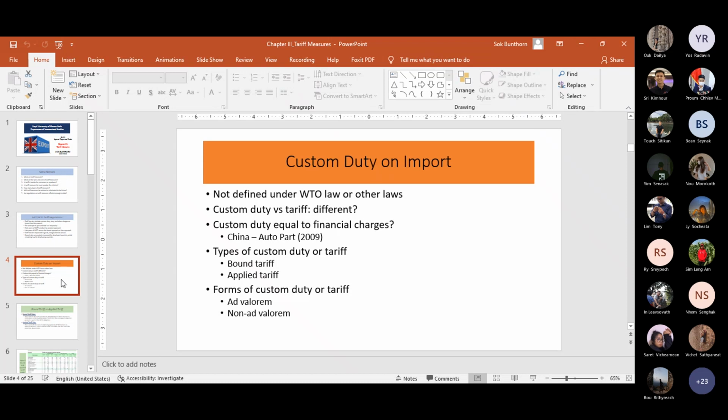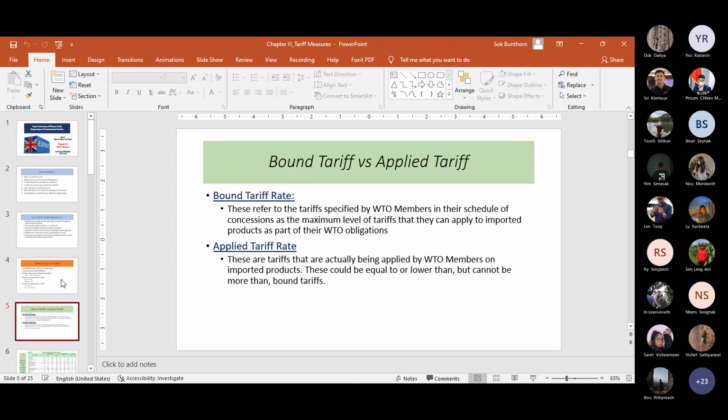And there are two forms of customs duty and tariff. The first one is ad valorem, or AV. For example, an iPhone imported into Cambodia will face a 2% AV tariff, meaning we charge 2% of the tariff compared with the price of the good. I'm going to explain it in the next slide, regarding AV and non-ad valorem. So let's go on right now without further ado.